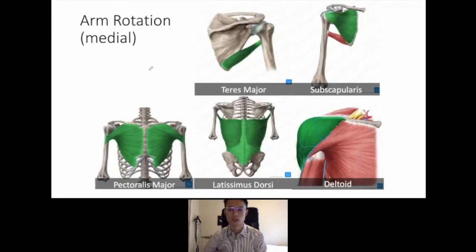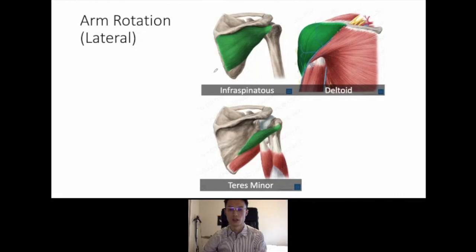Let's first take a look at the medial rotation. The teres major, subscapularis, pectoralis major, latissimus dorsi, and deltoid, more specifically the anterior aspect of the deltoid, are responsible for medial rotation of the arm. And finally, the lateral rotation of the arm is done by the infraspinatus, the deltoid muscle again, and the teres minor. For lateral rotation, it is mainly the posterior aspect of the deltoid that does the work.